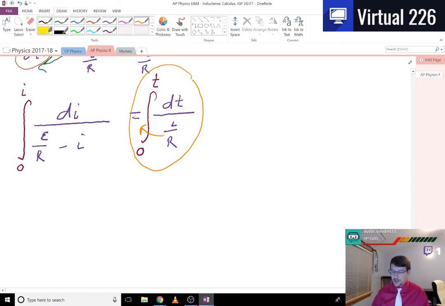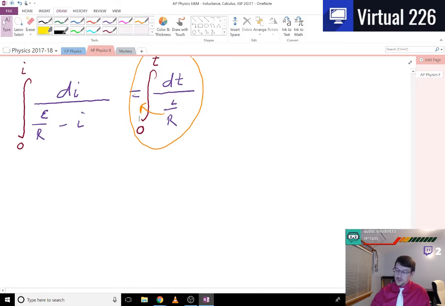So they're just going to stay like that. And we're actually just going to be taking the integral of dt. When you do that, the integral of dt, bounded from 0 to t, is actually just going to give us t over L over R. Ta-da! There it was. That was the integral.